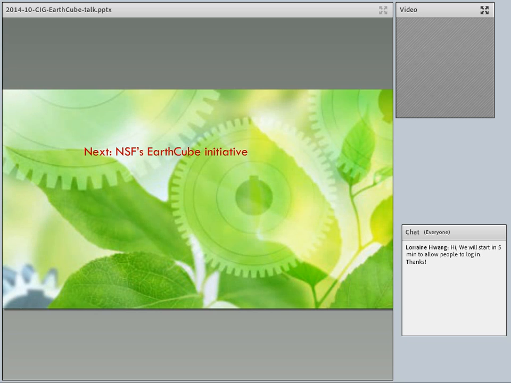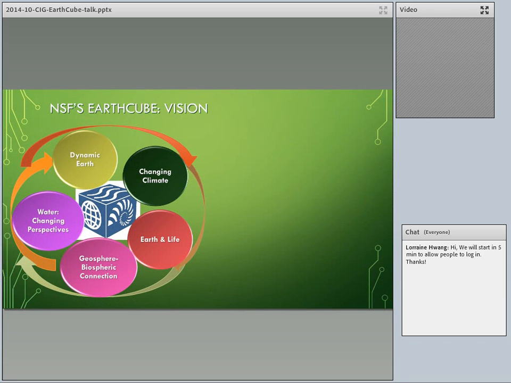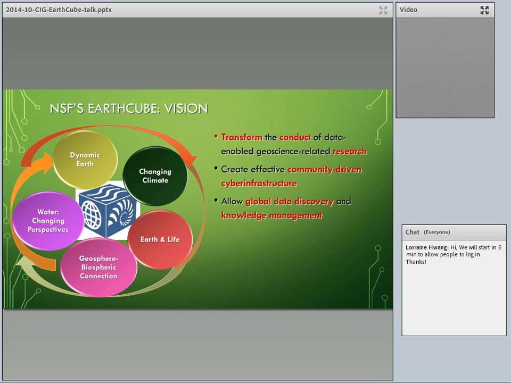So from now on, I just want to focus on EarthCube as such, and I'll give an overview of what that is, the vision, the governance, and how you could get involved. And then we can move to my project. So the EarthCube vision, and this is a standard NSF slide that they're showing, is to link all those components together into something that's interoperable. So: transform the conduct of data-enabled geoscience-related research, create effective community-driven cyber infrastructure, allow global data discovery and knowledge management, and achieve interoperability, which should ring a bell, because it's very similar to what I've been talking about just now about cyber infrastructure. They're obviously thinking along the same lines, which is good.